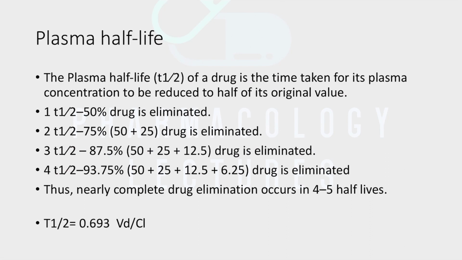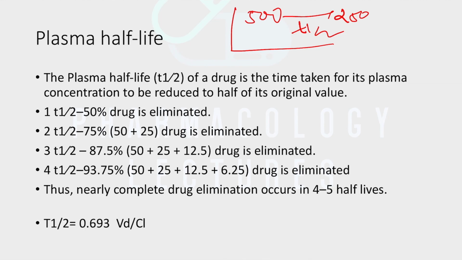Now let's jump to the next aspect of elimination, and that is plasma half-life. We have seen it is the time taken for a drug to reach half of its concentration from the original. So if the original concentration is, for example, 500 mg, and now it reaches 250 mg, the time taken for it is called half-life.